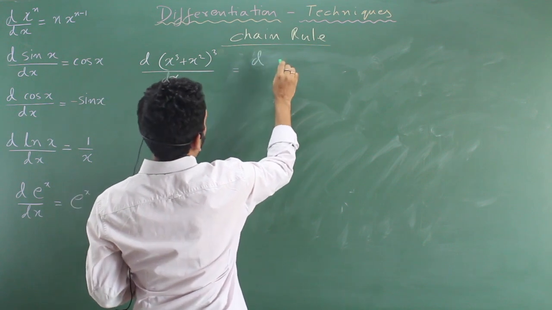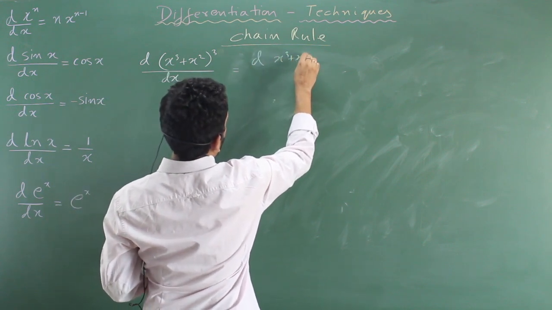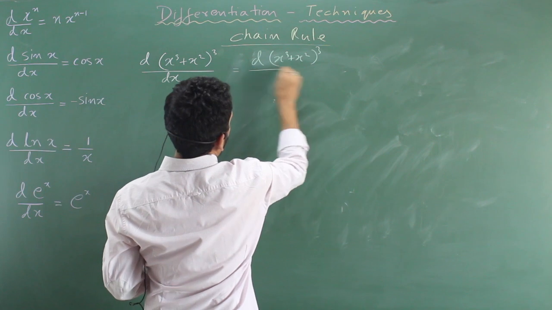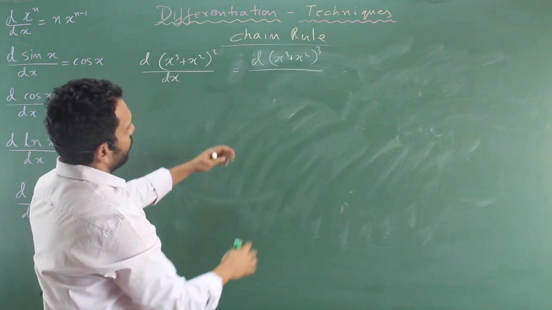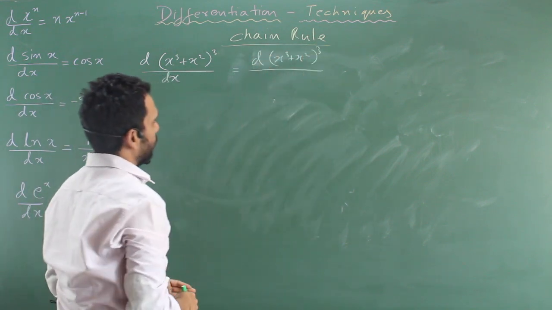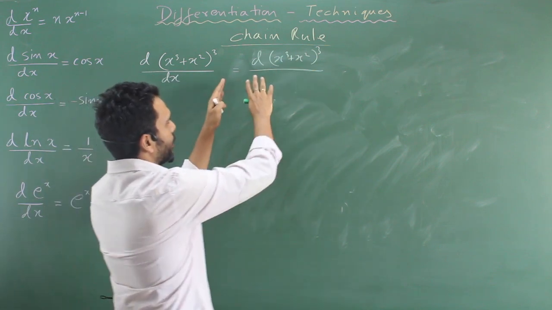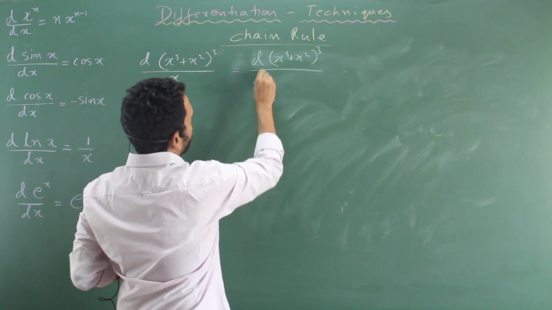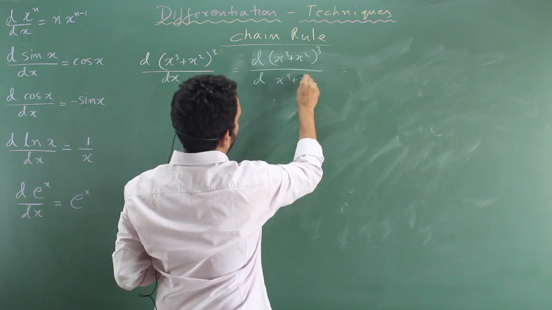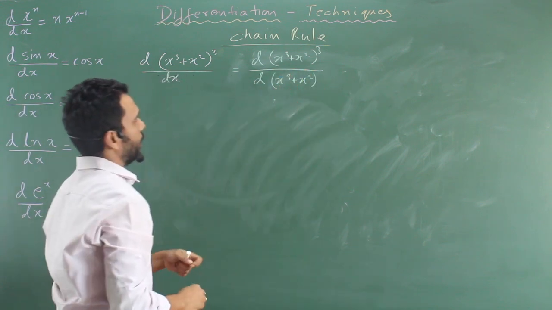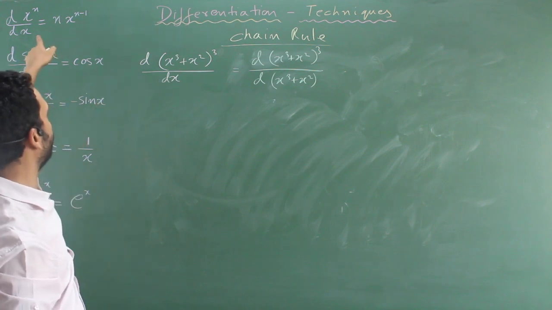they are asking me to differentiate x cube plus x square whole power 3. I'll read it as a cube of something. I don't even read what that thing is. I can call it something in my head. It's a cube of something. I wish it was differentiated with that thing so that I can apply the given formula.